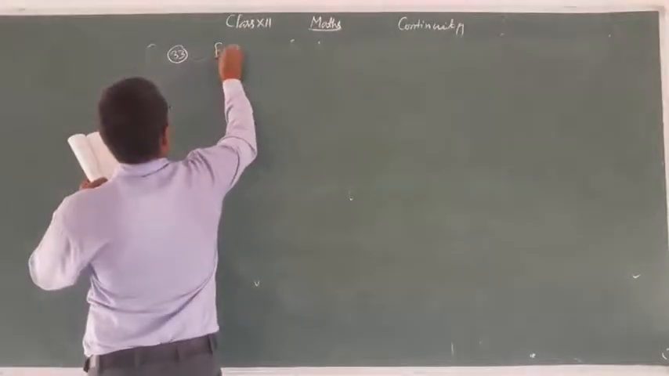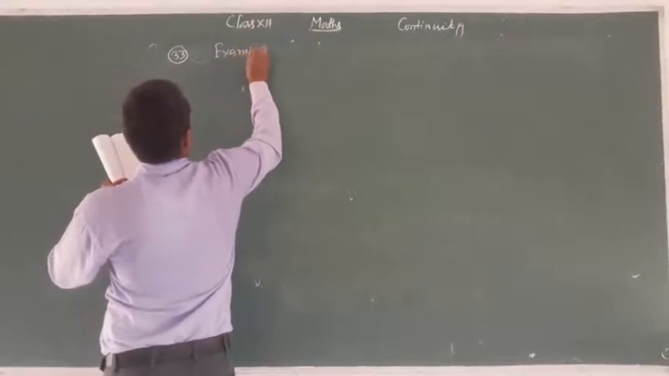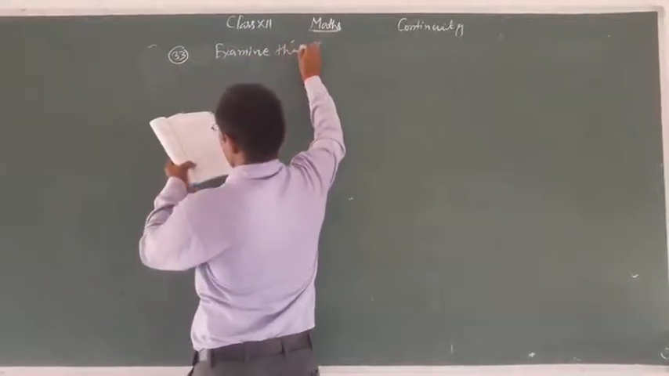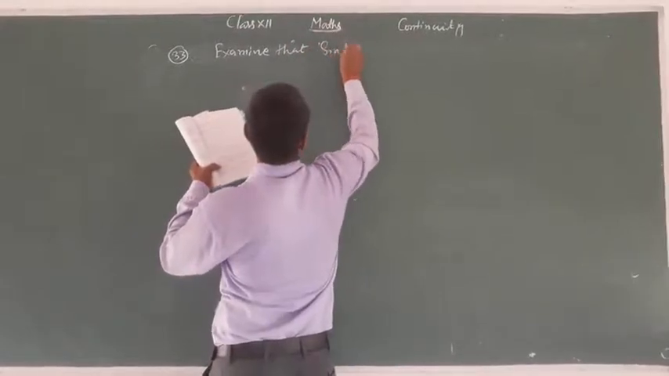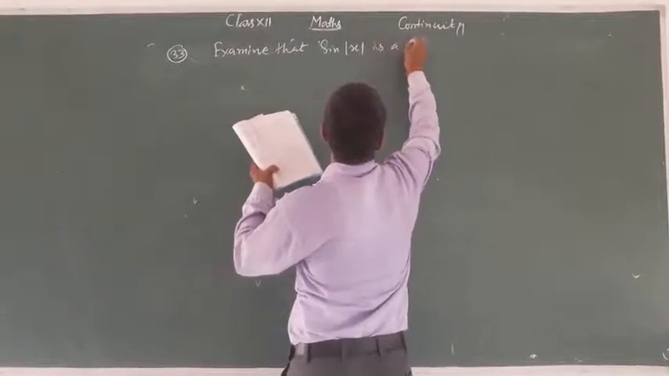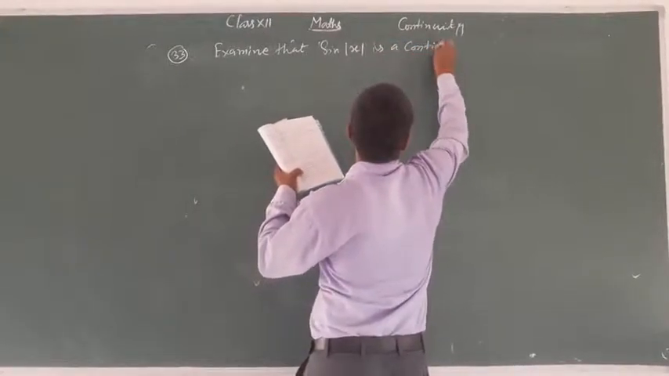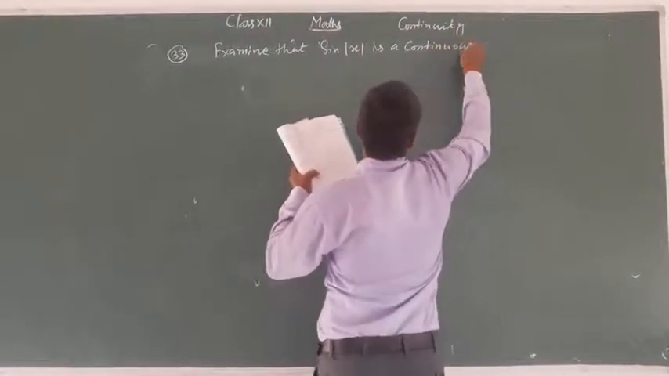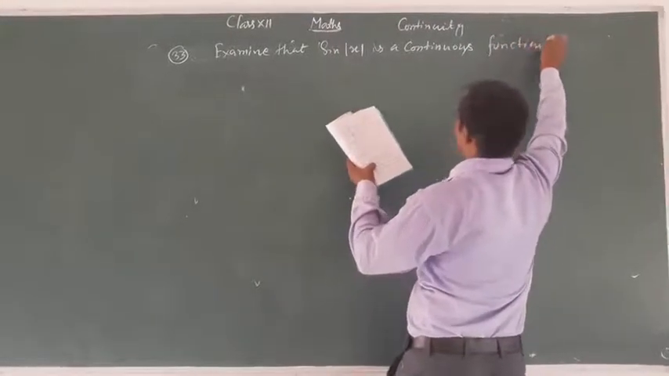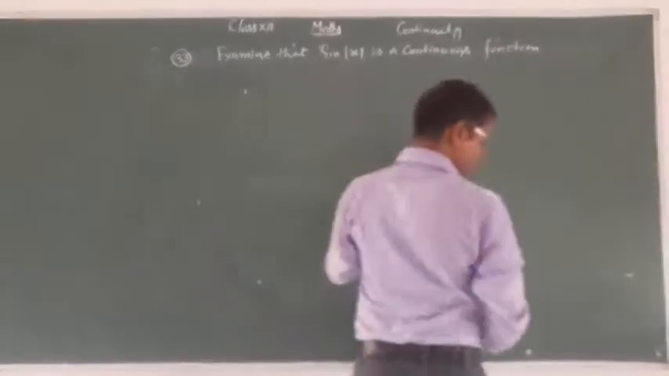Question number 33. Examine that sin|x| is a continuous function. Show.